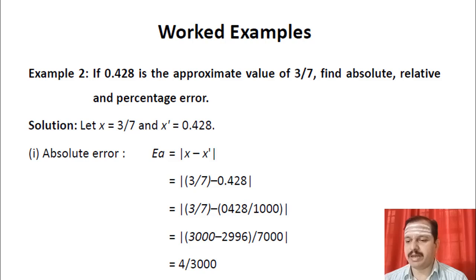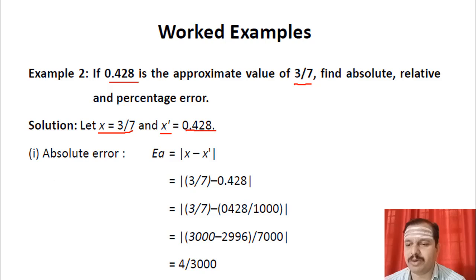Here we have to find the absolute error, relative error, and the percentage error of the number x, which is given as 3 by 7. X is 3 by 7, which is approximated as 0.428. That is, if 0.428 is the approximate value of 3 by 7, find the absolute error, relative error, and percentage error. This is the question. As usual, we consider this as x, and 0.428 is given as its approximation, that is always denoted as x dash.